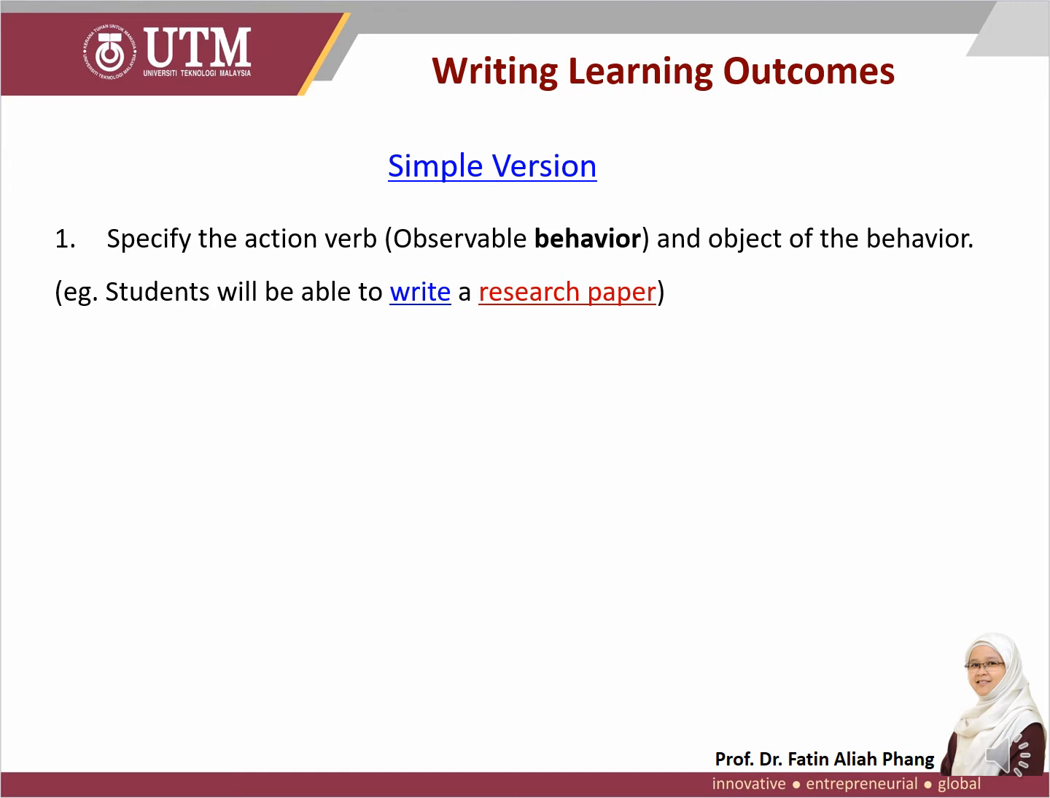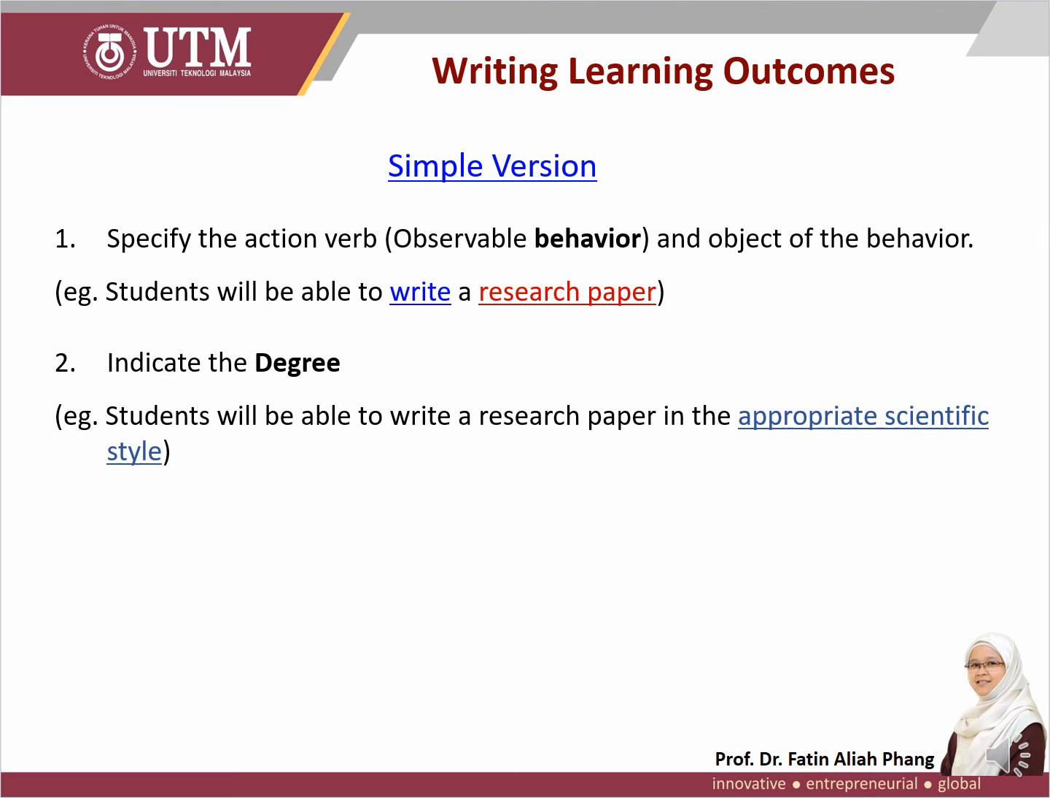So the first version is: students will be able to write a research paper. And then you extend it a bit by including the degree. Now the degree: students will be able to write a research paper in the appropriate scientific style. They must show appropriate scientific style. So when you assess your students' research paper, you must ensure that the style is appropriate. Okay, so you have clearer goals, or a clearer vision of how you want to measure your students.